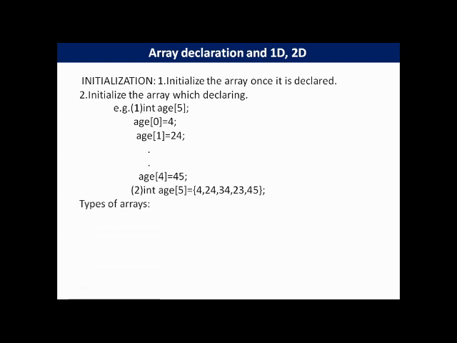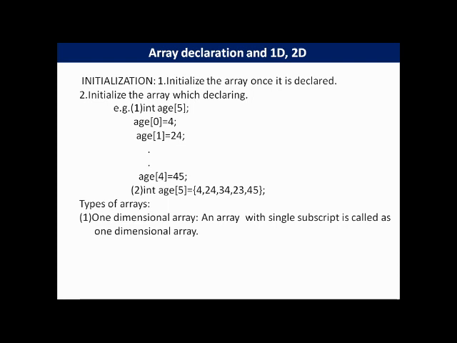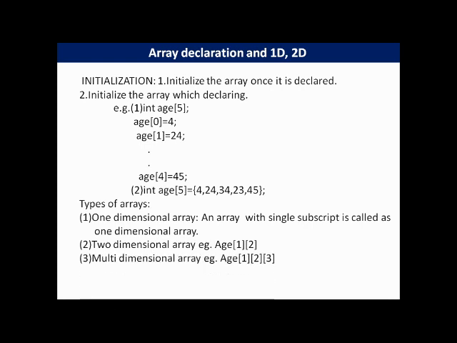Now let us see the types of array. There are 3 types of array. First, one-dimensional array. An array with a single subscript is called a one-dimensional array. The second one, two-dimensional array. For example, age in bracket 1 and another bracket 2. Two-dimensional, so 2 brackets. A multi-dimensional array has 3 brackets, or more than 2 brackets, that is multi-dimensional.